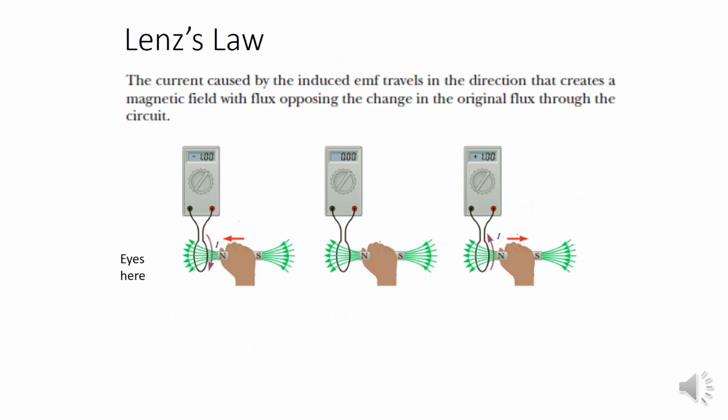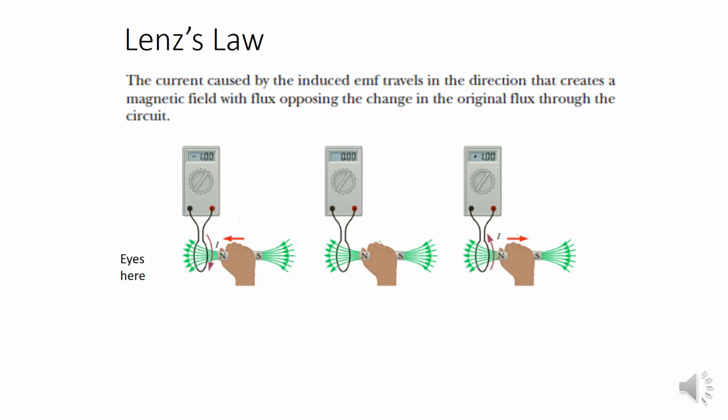So let's learn more detail about Lenz's law. So what is Lenz's law? It says that the current caused by the induced EMF travels in the direction that creates a magnetic field with flux opposing the change in the original flux. What does it mean?